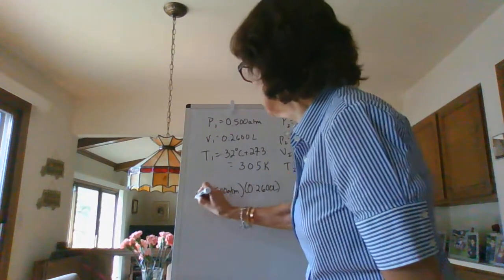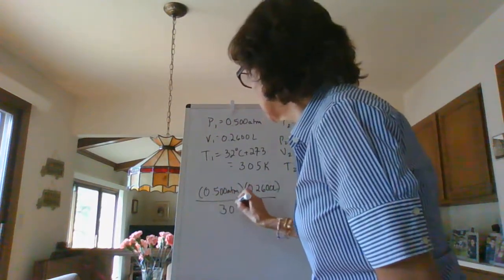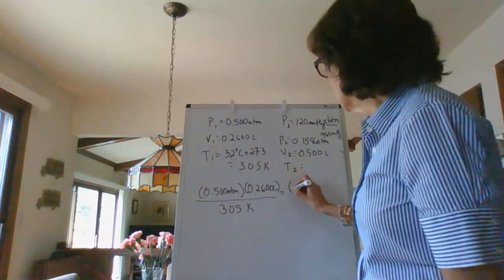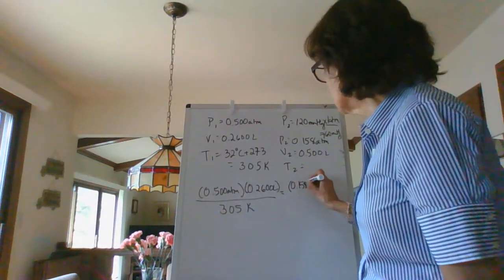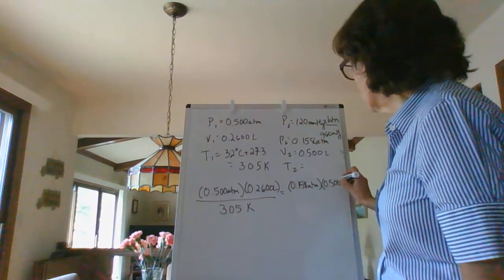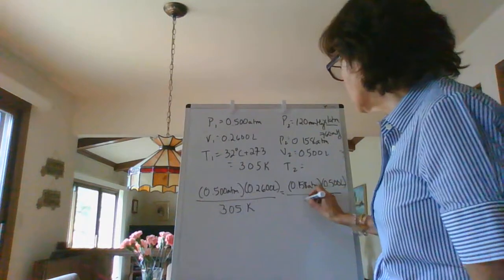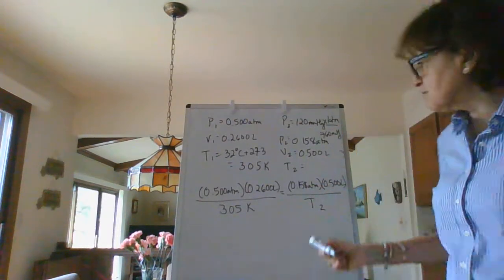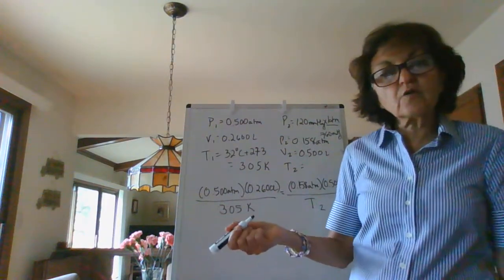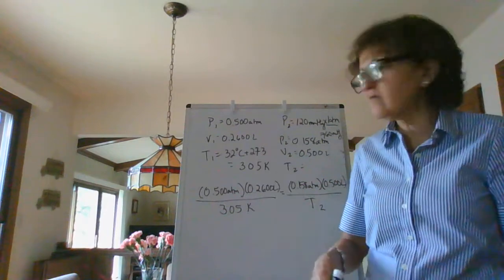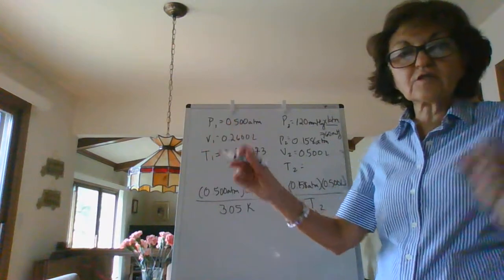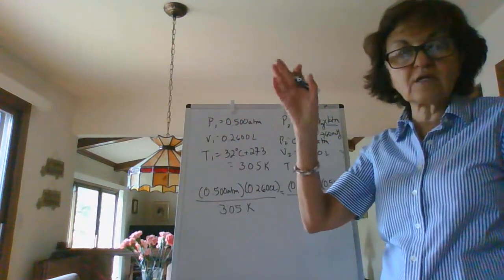0.2600 liters over 305 Kelvin is equal to 0.158 atmospheres, 0.500 liters, and this, my T2, is my X. That's my unknown. So anytime you have an unknown in the denominator, you guys should know this already because you're way beyond the simple math abilities. You cross multiply to get a linear equation, and then just make sure that that unknown stays in the numerator.